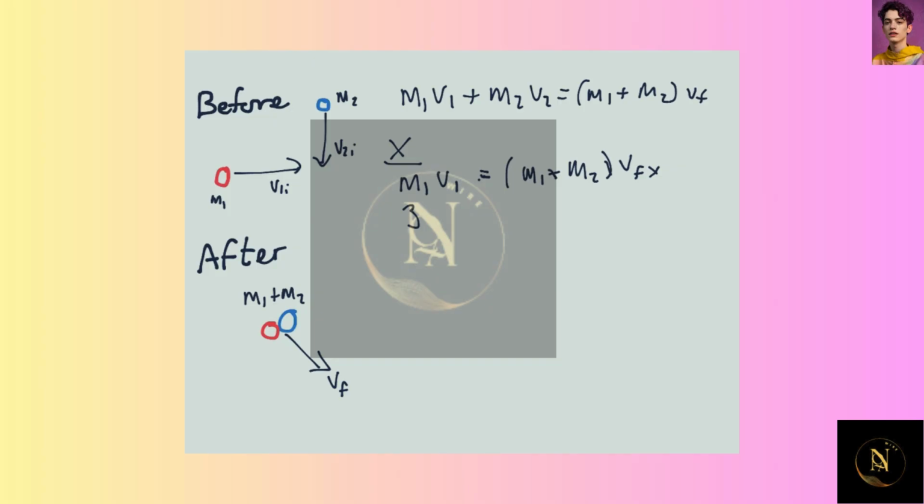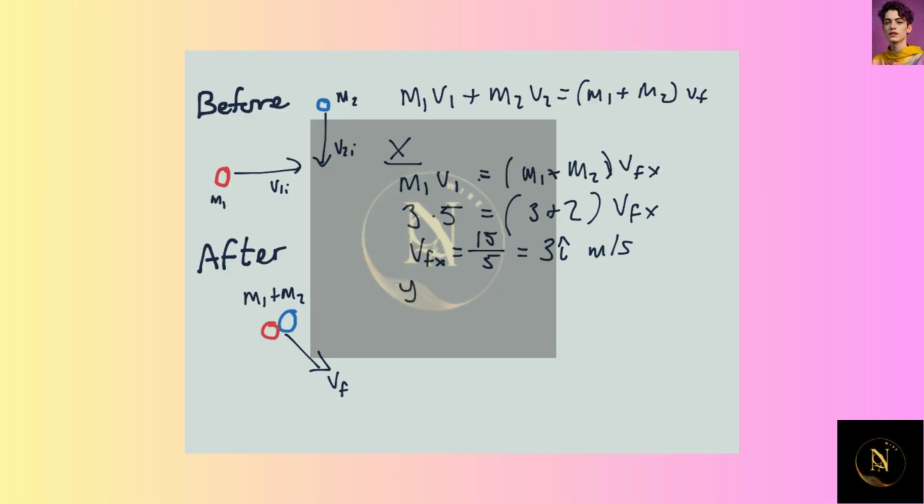The mass of number 1 is 3 and the velocity is 5, and that's equal to 3 plus 2, multiplied by vf in the x direction. So 3 times 5 is 15, 3 plus 2 is 5. Should be pretty straightforward. 15 over 5, which is equal to 3 i hat meters per second. i hat because we are in the x direction.